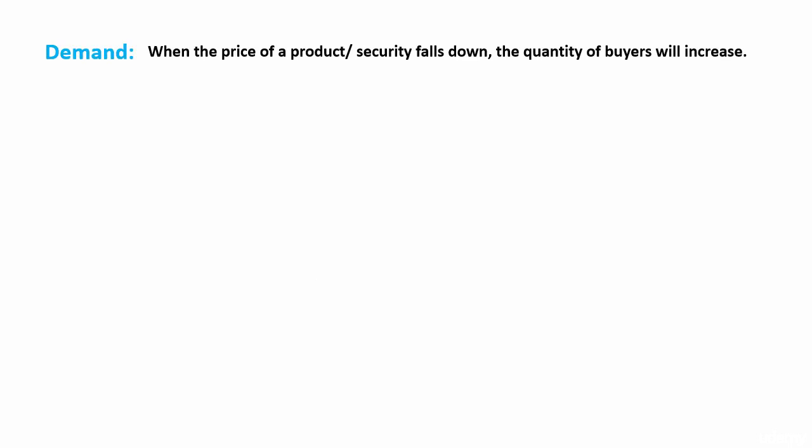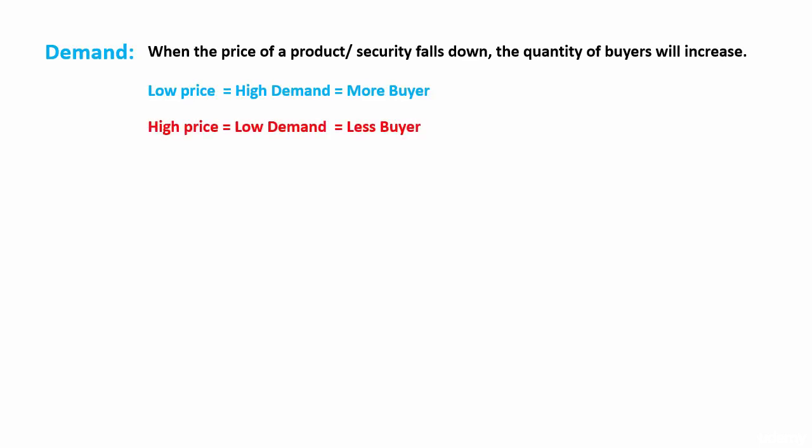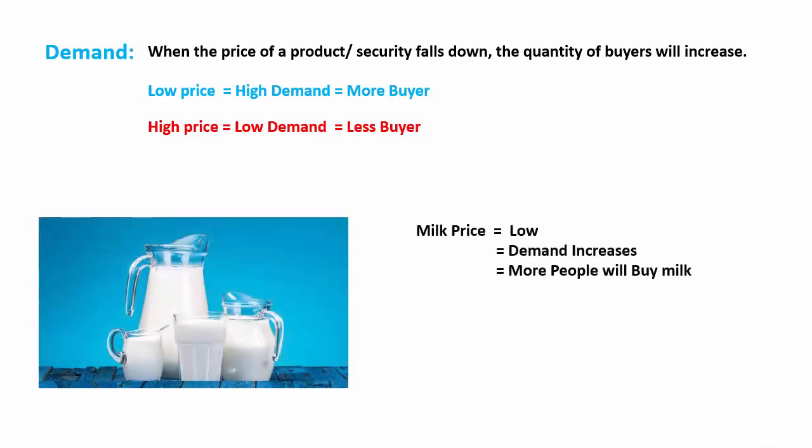That means if the price of a product is low, then the demand will increase and more people would be willing to buy that product at the lower price. On the other hand, if the price of a product is high, then the demand for that product will decrease and hence fewer people would be willing to purchase that product. For example, if the price of milk becomes low or cheap, then the demand for milk will increase, for which more buyers would be willing to buy milk. On the other hand, if the price of milk becomes high or expensive, then the demand for milk will decrease, for which fewer buyers would be willing to buy that milk.